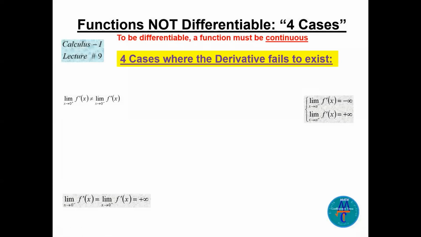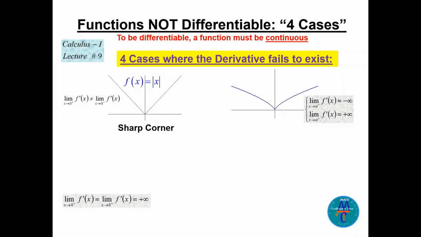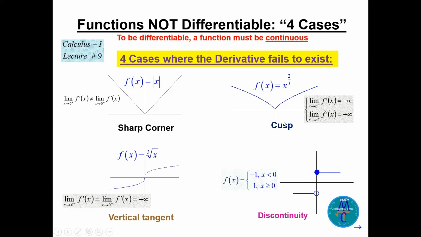Now here I will put 4 cases where the derivative fails to exist. We can have a discontinuity, so the function is not differentiable. We can have a cusp. See, the graph is coming this way, and then it must reverse direction. Look here down, just a vertical tangent. See, the graph is going this way, and it will continue. It's not reversing direction.